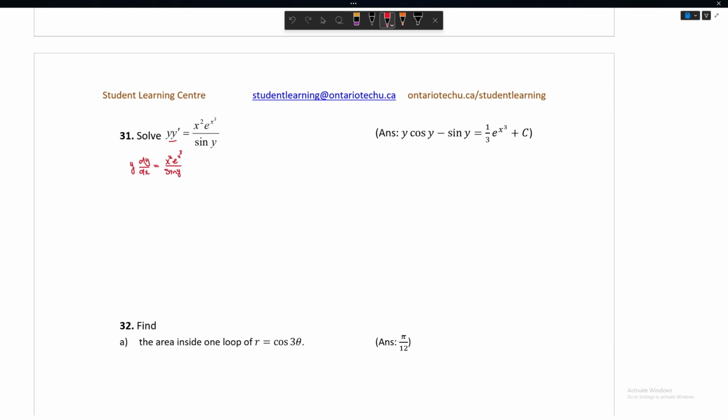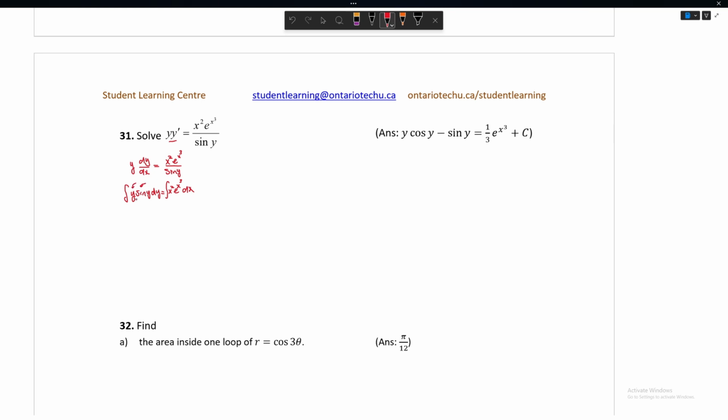So what you do here is you just take this up, take this to the other side. That's really all you do. And so what you'll get here is y sine y dy equals x squared e to the x cubed dx. And now you can integrate this normally like you would any other time. And so integrating this side and this side, what you'll get is this is multiplying.